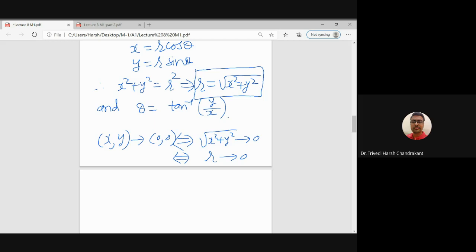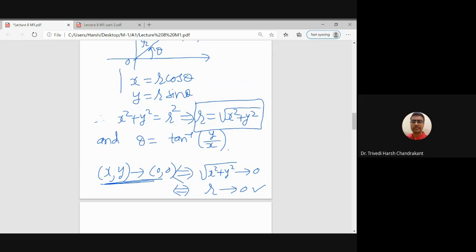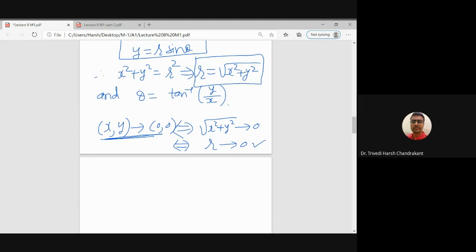So whenever we are given a function, what we will do is replace the limit (x, y) approaches (0, 0) by the limit r approaches 0, and we will convert the function into polar coordinates using this formula. So let us see some examples in terms of limits in polar coordinates.